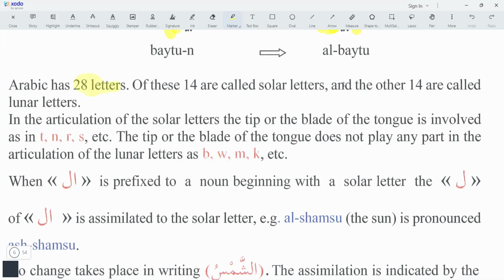Arabic has 28 letters. Of these, 14 are called solar letters. Today, inshallah, we will learn about these solar letters and lunar letters. Out of 28, there are 14 letters called solar letters, and the other 14 are called lunar letters.